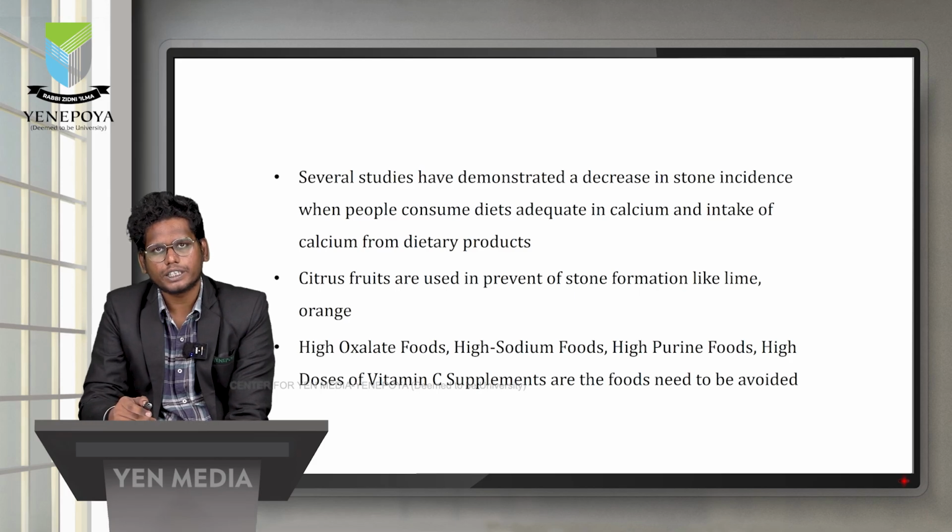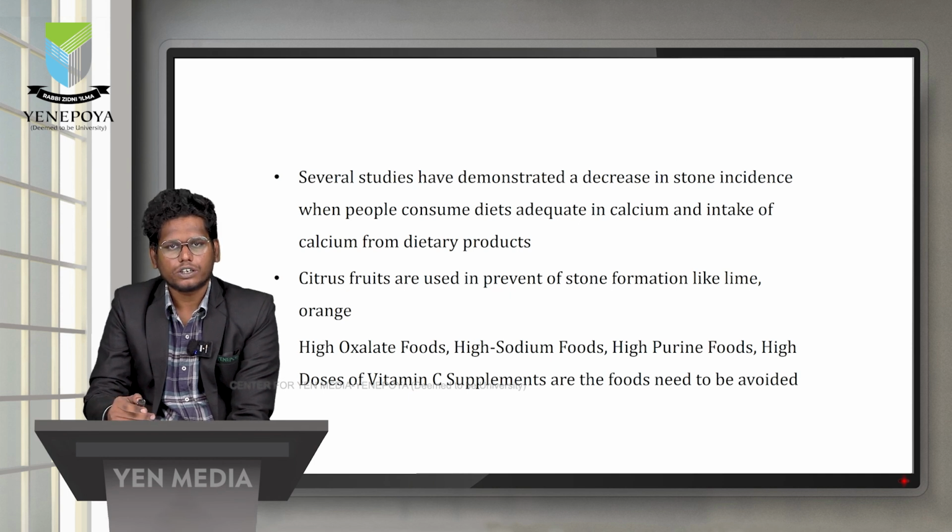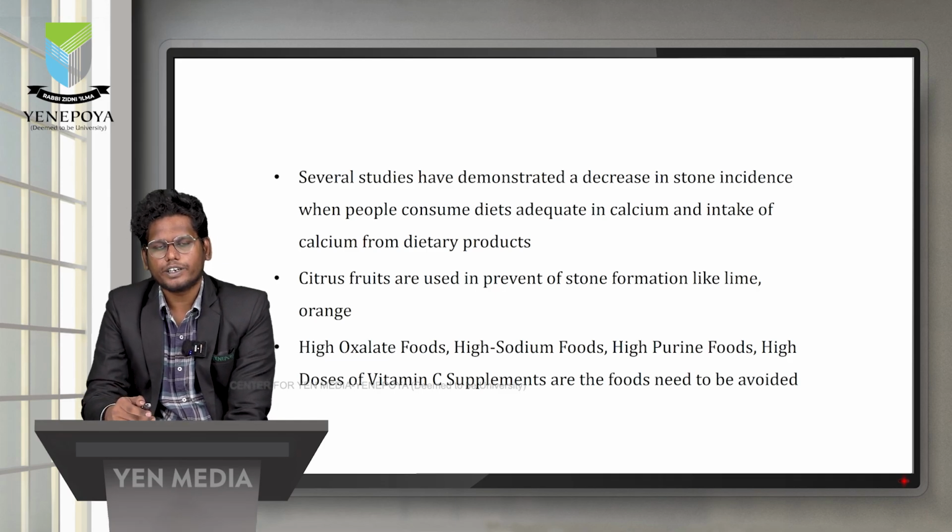Several studies have demonstrated a decrease in stone incidence when people consume diets adequate in calcium, with intake of calcium from dietary products. Citrus fruits are used to prevent stone formation, like lime and orange, which are recommended for the patients. High oxalate foods, high purine foods, high sodium foods, and high doses of vitamin C supplements are the foods which need to be avoided by patients affected with kidney stones.